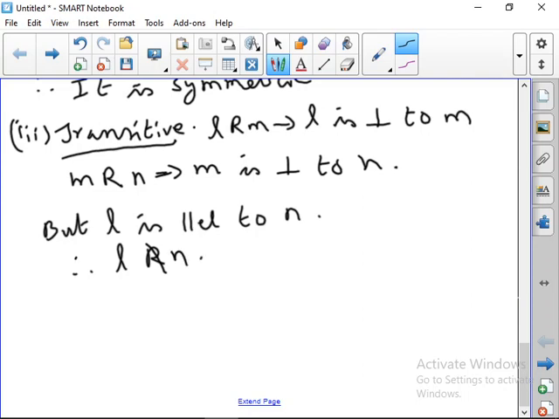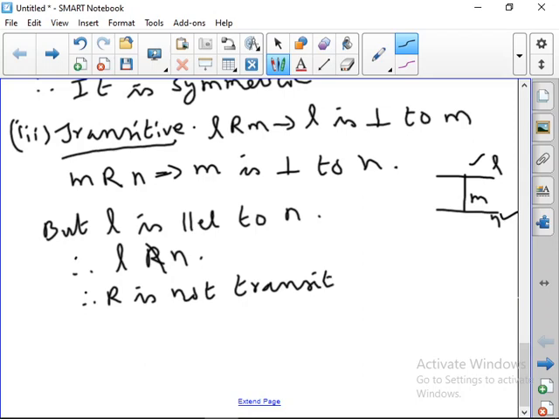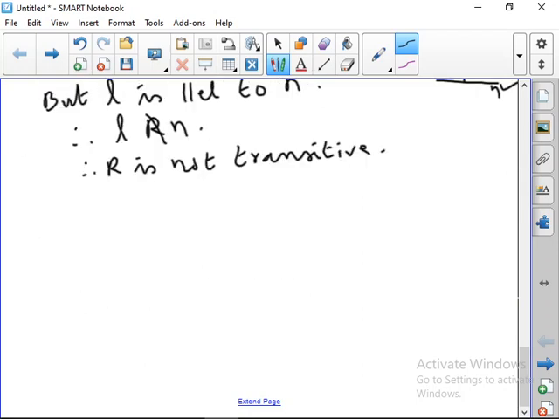How is it? Draw two lines. This is L, this is M. Now M is perpendicular to N. But what about L and N? L and N are parallel to each other. Therefore L is not related to N. Therefore R is not transitive. Not reflexive and not transitive.